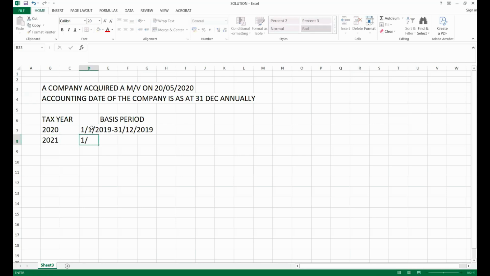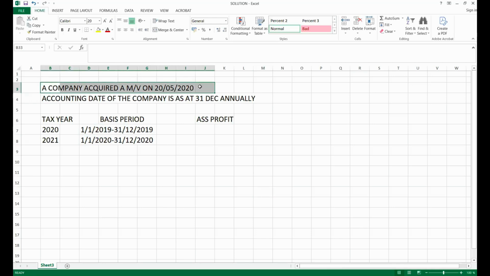For 2021, the basis period will be 1/1/2020 to 31/12/2020. So this basis period is for the purpose of assessable profits. This same basis period is what we are going to use to allocate this asset for capital allowance computation.